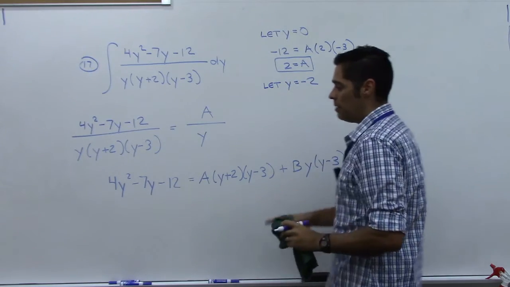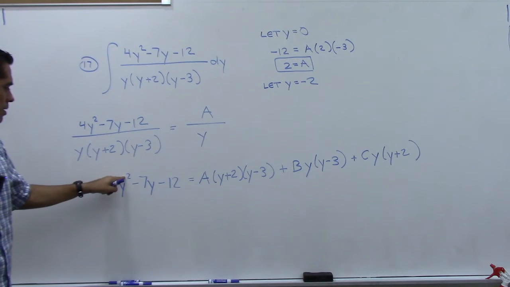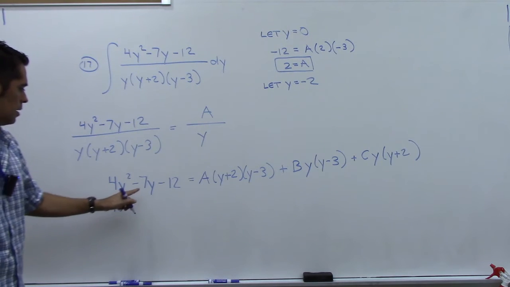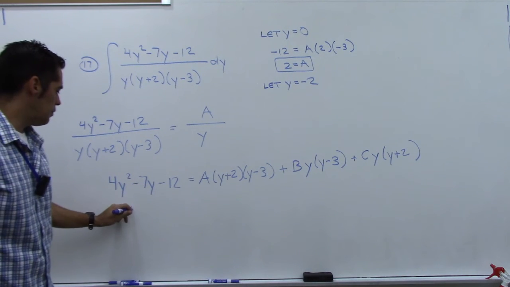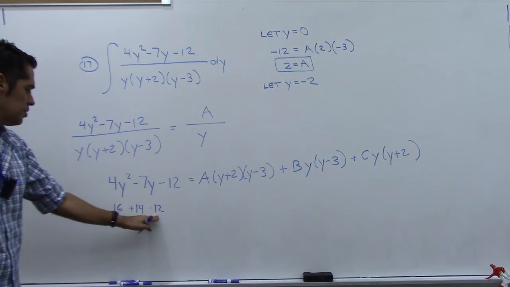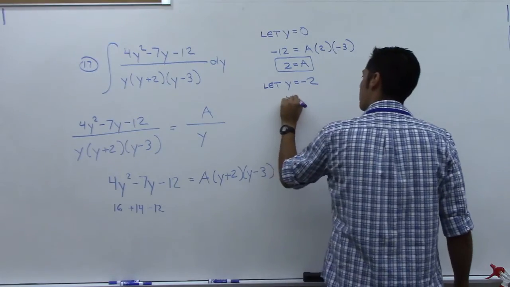Okay, now the left side, be careful here. You have to plug in negative 2 into this. So negative 2 squared is 4. 4 times 4 is 16. Okay, negative 7 times negative 2 is 14. And then minus 12. 14 minus 12 is 2. Plus 16 is 18. So the left side should be 18 equals.